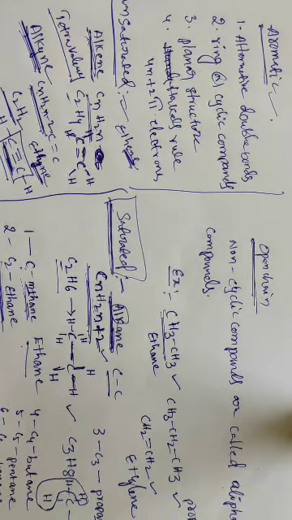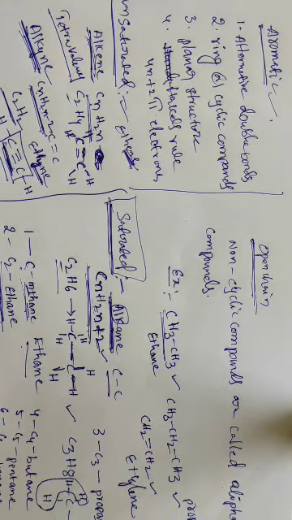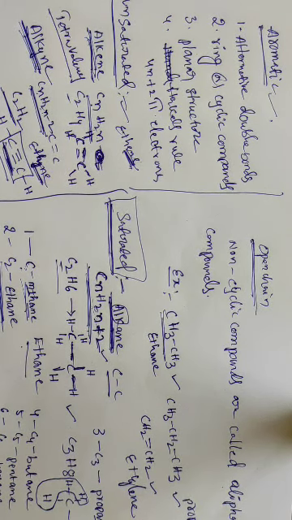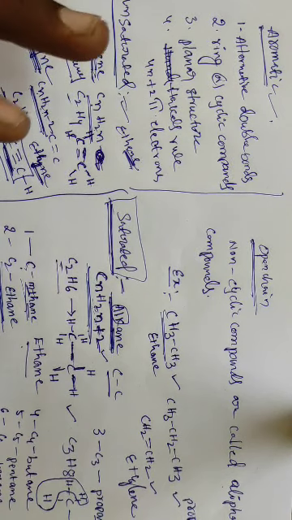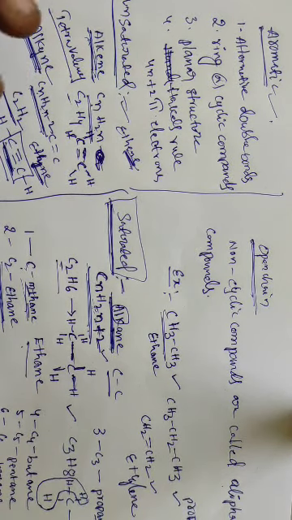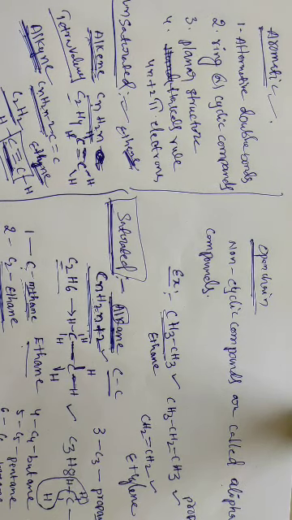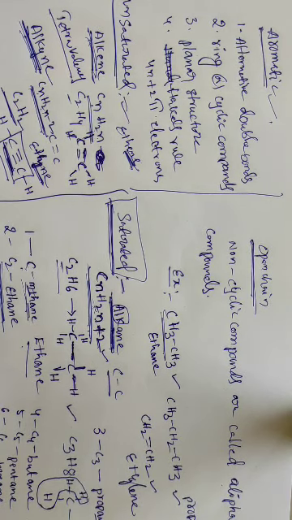Next, cyclic or closed chain compounds. Heterocyclic compounds were discussed in the last class. Now open chain compounds, saturated and unsaturated, have been discussed. Heterocyclic is completed, and only homocyclic remains. We will discuss homocyclic compounds in the next class.